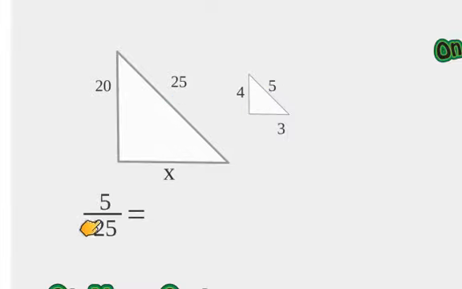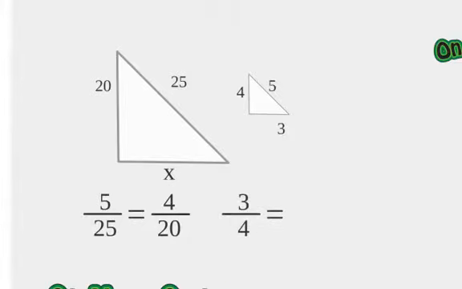So I just write it as a fraction, 5 over 25. It's a proportion. They are similar, so their sides are proportional. And we put 4 over 20. Do these reduce to the same? What's 5 over 25? Well, that's 1/5. What's 4 over 20? Well, that's 1/5, right?